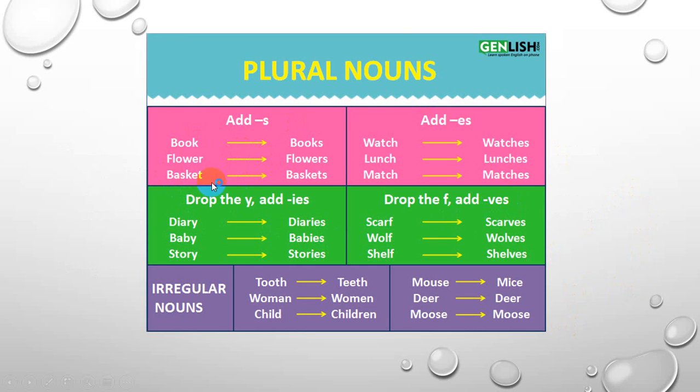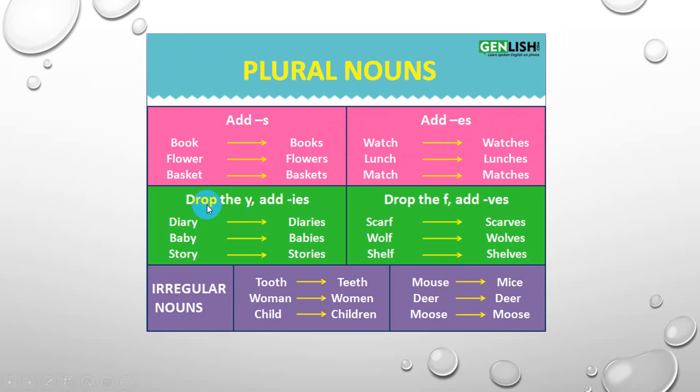In the first part, we can see 4 rules for regular nouns, and in the last part irregular nouns. In the first one, we can see when we add only the letter s. For example, book in plural is books. When we add es, for example, watch, watches in plural.